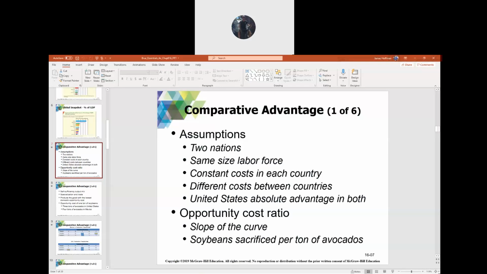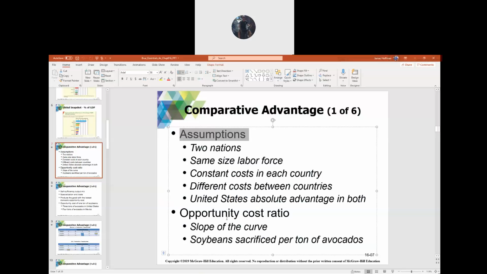All right, so we're going to assume there's going to be just two nations or two countries, two economies, same labor force, constant costs within the country, different costs between the countries, which is why they're going to want to specialize in trade. And in this example here, we'll have plenty of different examples, but we have the US and Mexico in this example. Okay, and if you recall, the opportunity cost ratio is the slope of the curve.